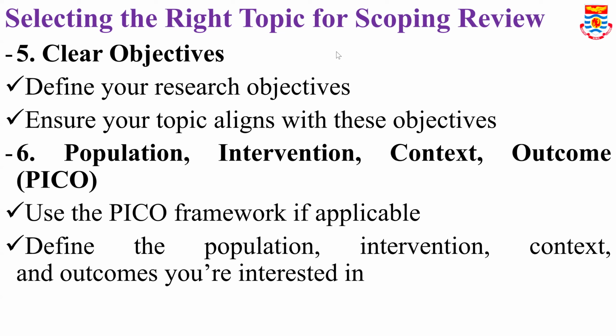Now this approach is common, number 6, with scoping review, the PICO: population, intervention, context and outcome. So the title I am using, does it reflect the population? We should see it there. Does it reflect the intervention? We should see it there. Does it reflect the context? We should see it there, where it is happening. Who are involved? We should see it. Does it reflect the outcome? We should see it there.